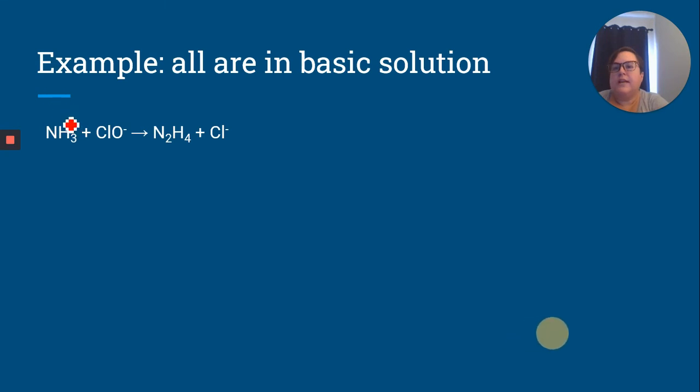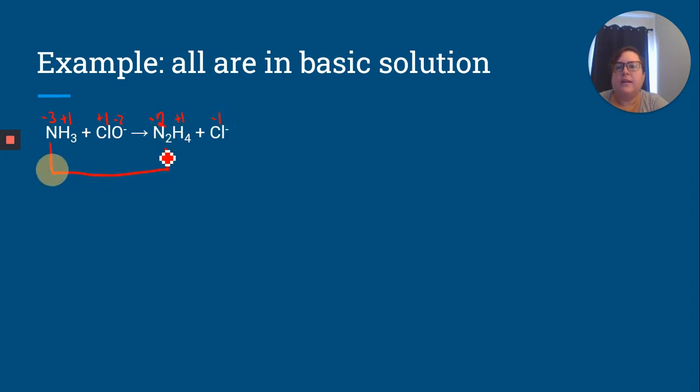Oxidation numbers first. Hydrogen is +1 because it's with a nonmetal, that's a total of +3, so nitrogen will be -3. Oxygen is a -2, there's a negative charge, so chlorine will be a +1. Hydrogen is +1, there's 4 of those, so that's a total of +4. So we need nitrogen to be -4, but there's 2 of them, so it's going to be -2. And then chlorine is going to equal the charge.